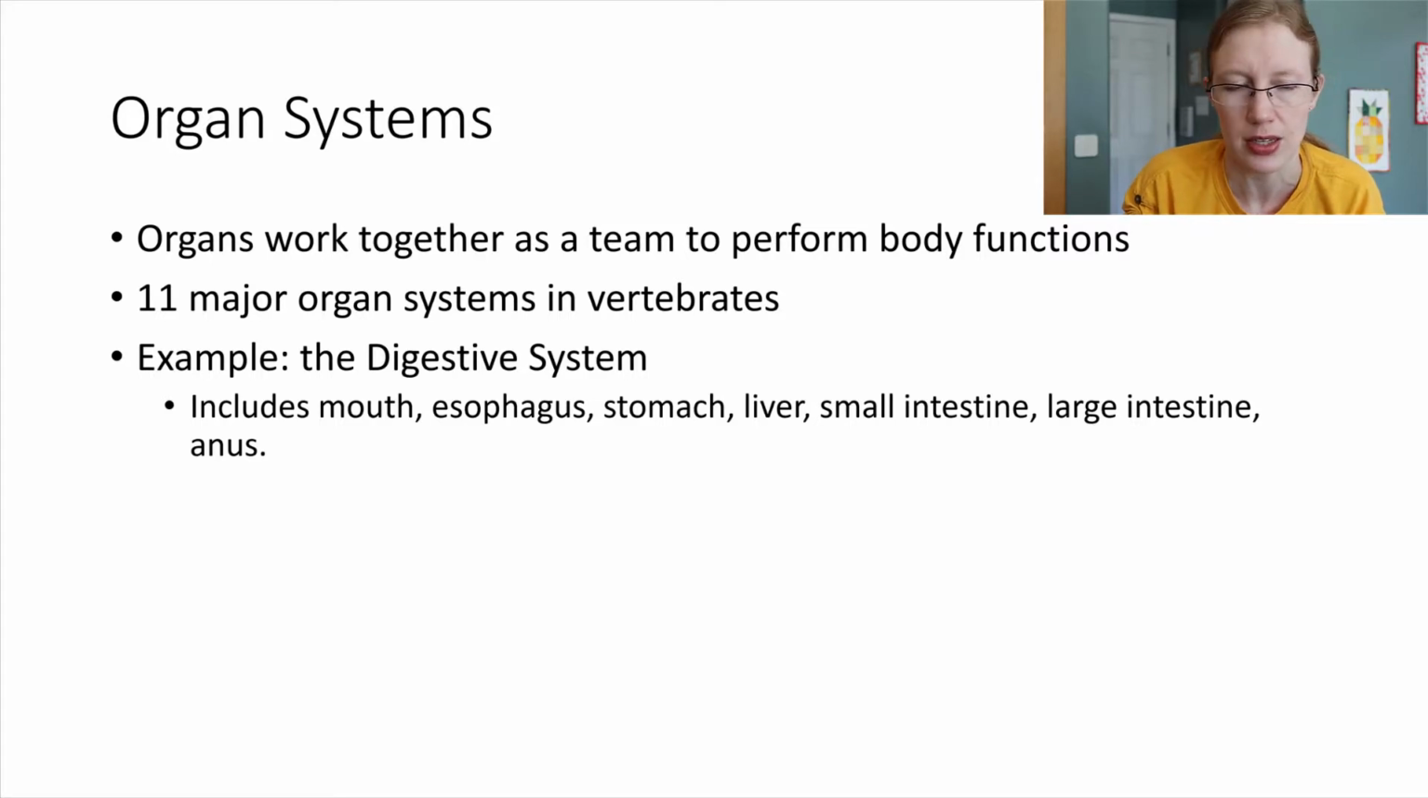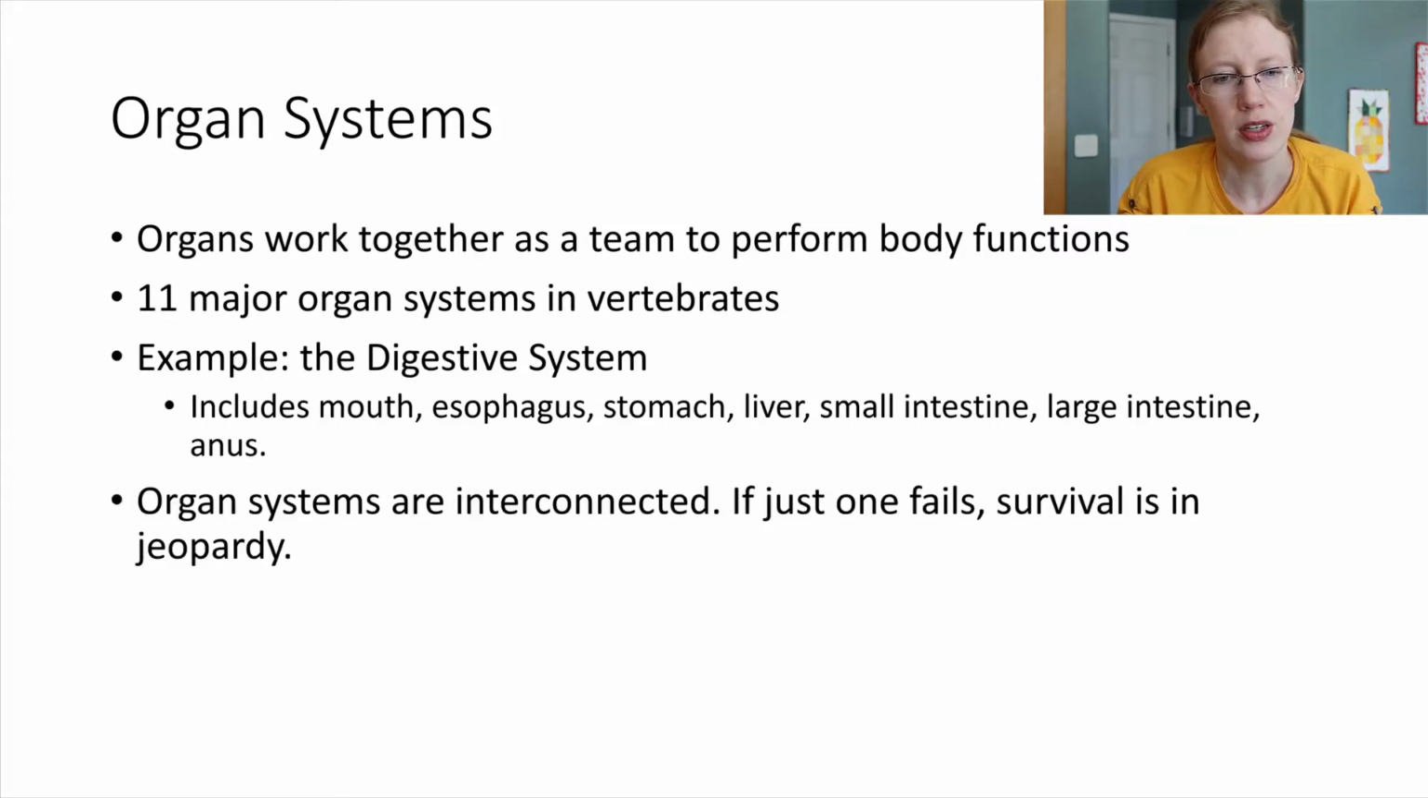They have to coordinate. And in fact, these organ systems are so key that even if just one of them fails, that's going to jeopardize the survival of the organism. So if one fails, in the case of people, that would mean that the person needs medical help very quickly, or else they may not survive. So organ systems are major systems in vertebrates.